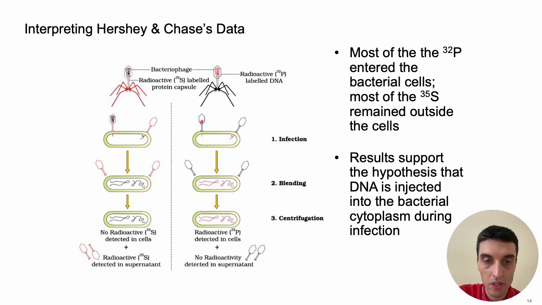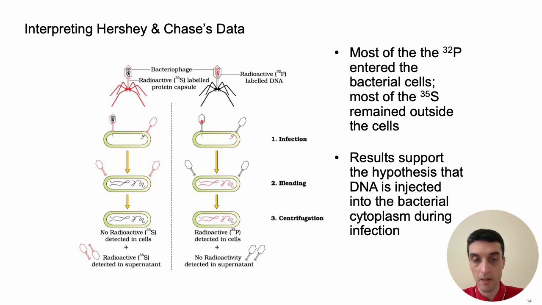So they had two different E. coli. They infected those E. coli with these radio labeled phages, and at the end they would take all the phages off the bacteria culture, very easy to do by centrifugation, and they would see if the bacteria had any radioactivity from sulfur or any radioactivity from phosphorus.